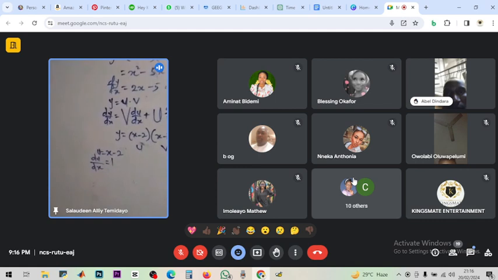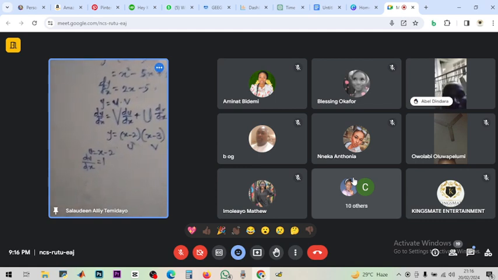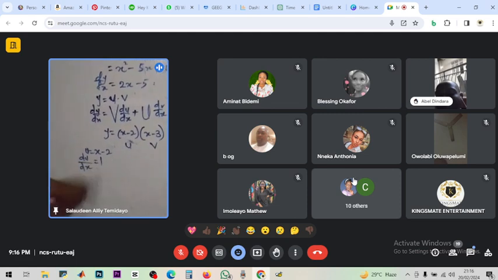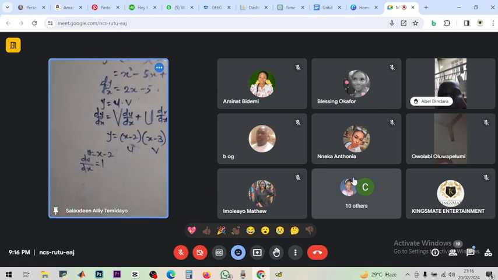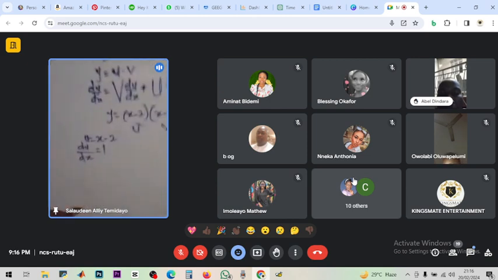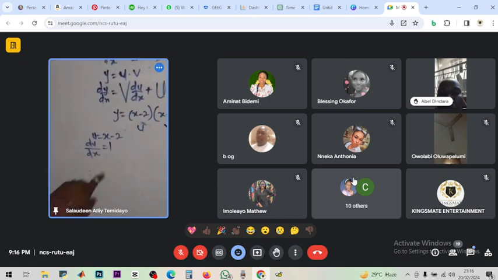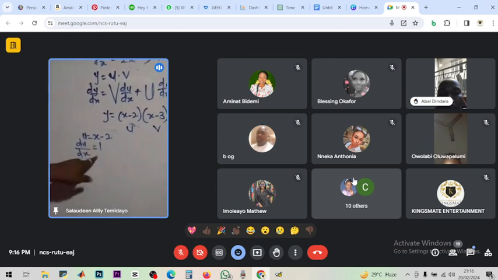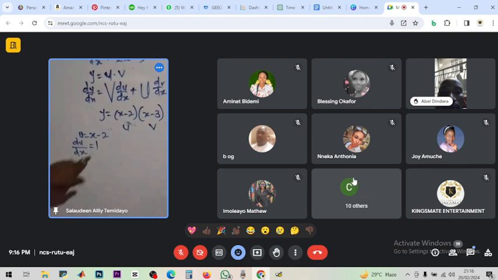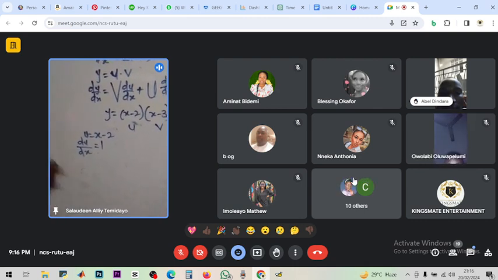It's going to be 1, because the minus 2 means nothing. It is the 1 that is the coefficient of x here. If it is 2x, the dy/dx will be 2. If it is 3x, the dy/dx will be 3. If it is 4x, the dy/dx will be 4. So u equals 1x minus 2, and du/dx is 1.